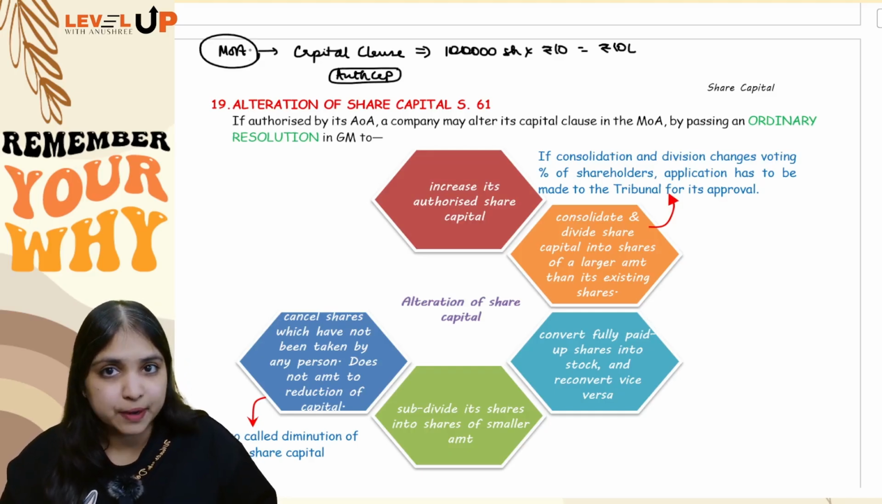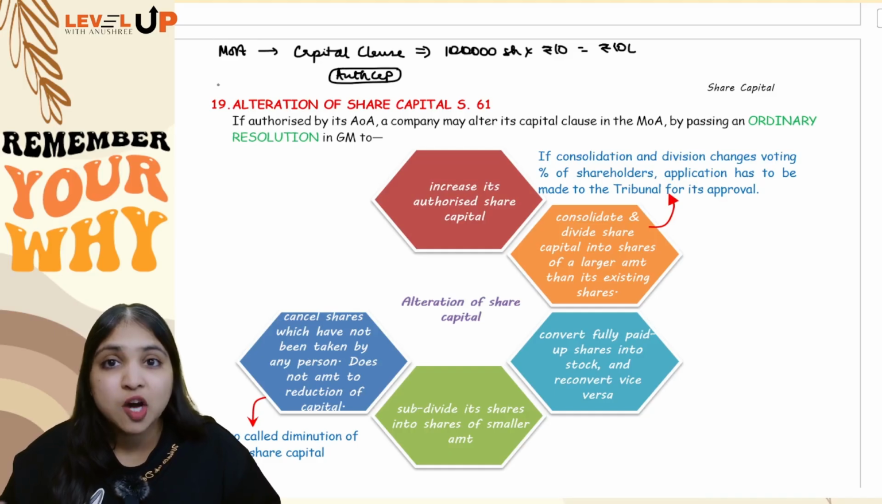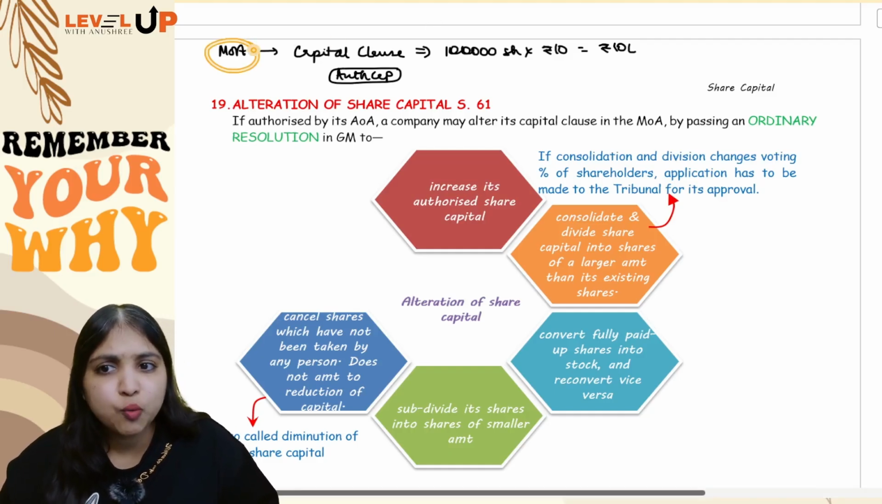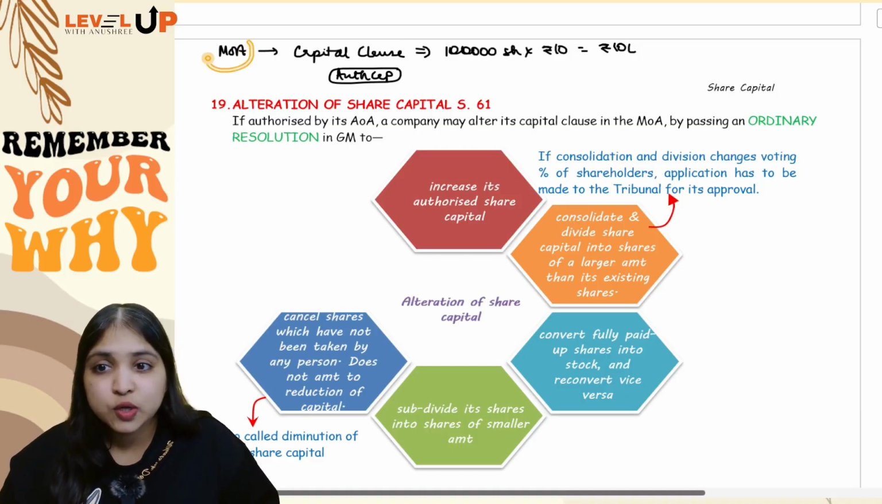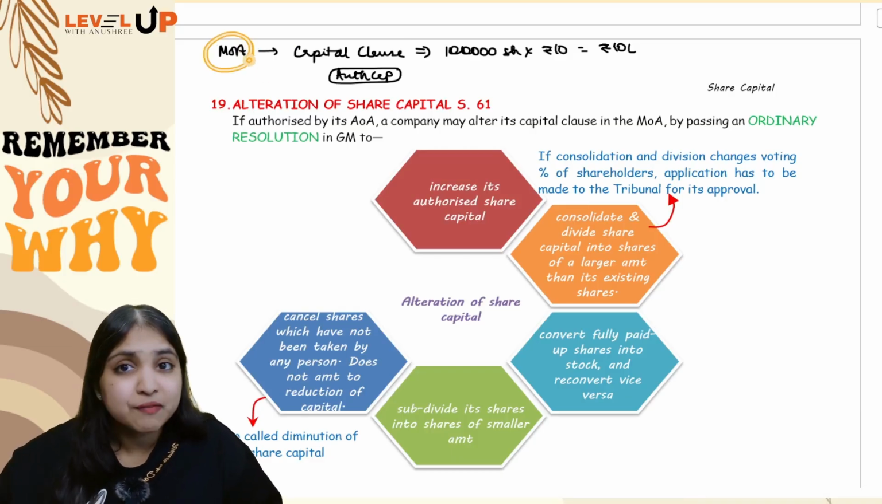Now, in this MOA, name clause, situation clause, objects clause, anything else if you want to alter. We learned section 13 in MOA AOA chapter, right, guys? So if you want to alter any clause of MOA, we pass SR.